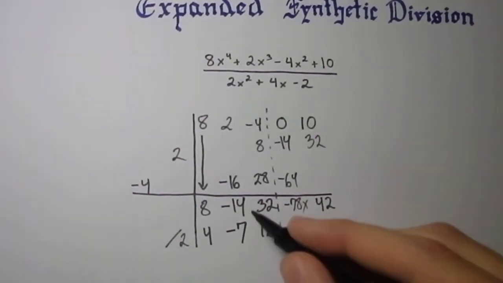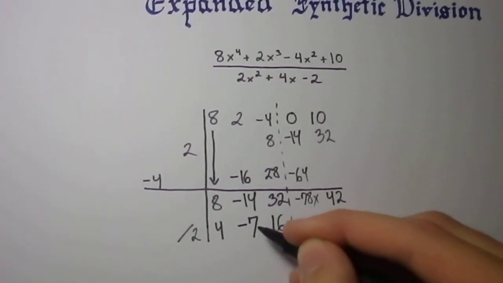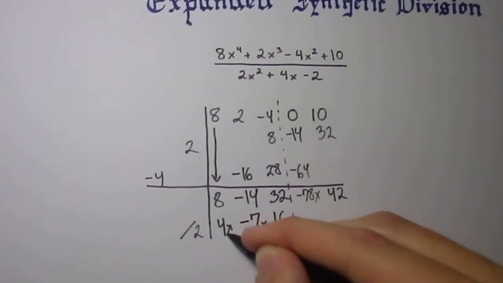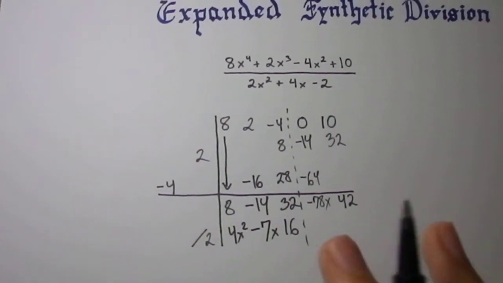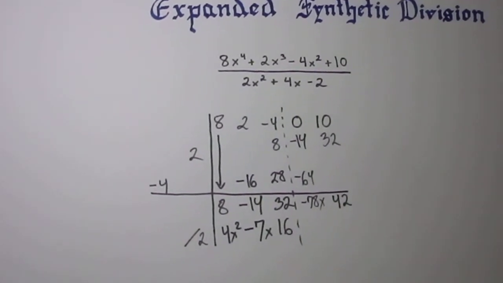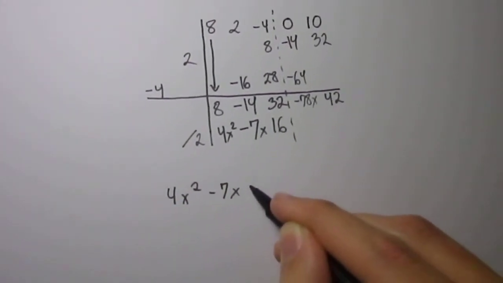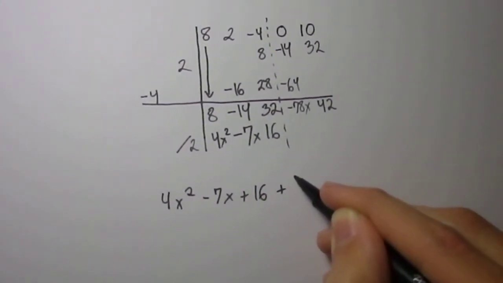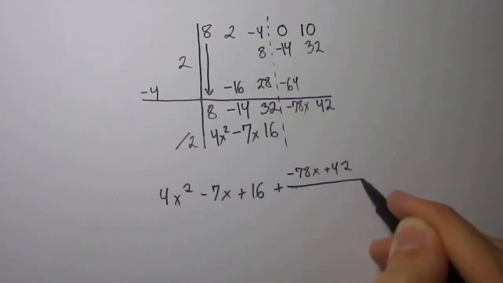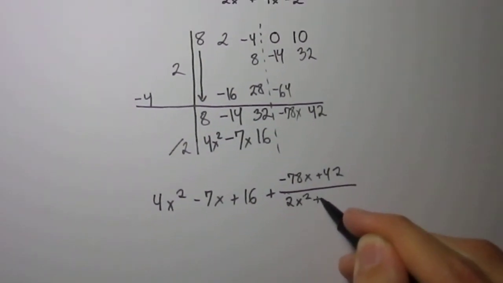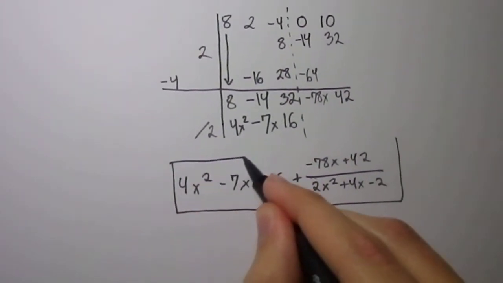So now you want to add in your x's, so this will be x to the 0, which is 1, so you don't have to write that. Same thing here. And you have an x here and an x squared here. And if you had one more, it would be x cubed, and then x to the 4th, and so on. Now you have this. Now what do you do? Well, you just write it out. 4x squared minus 7x plus 16 plus, then the remainder, negative 78x plus 42 over the original divisor, 2x squared plus 4x minus 2. And that is the answer.